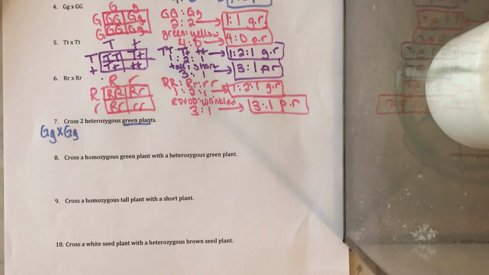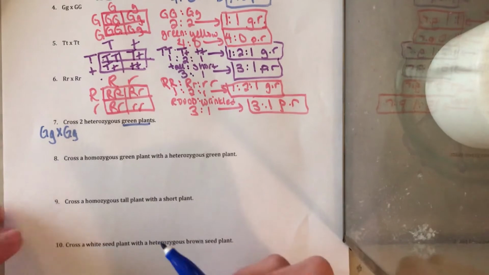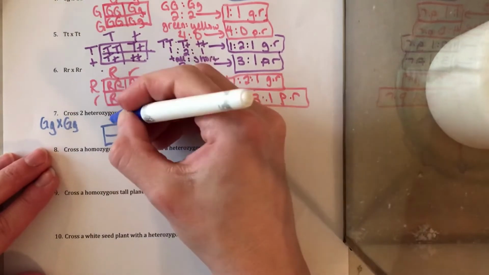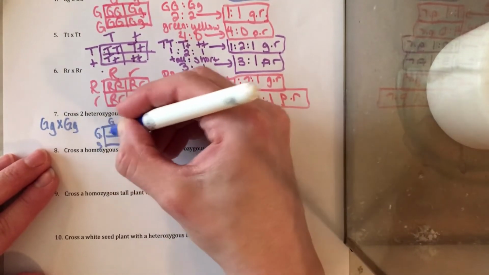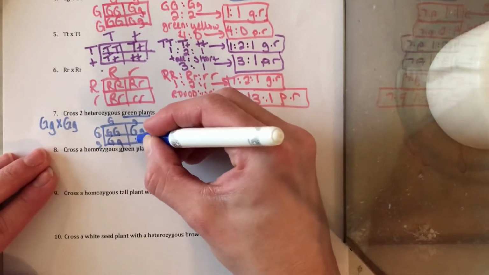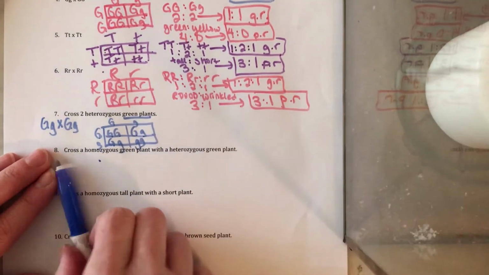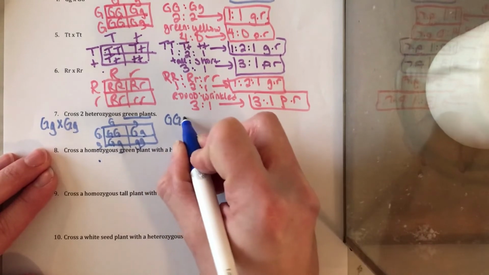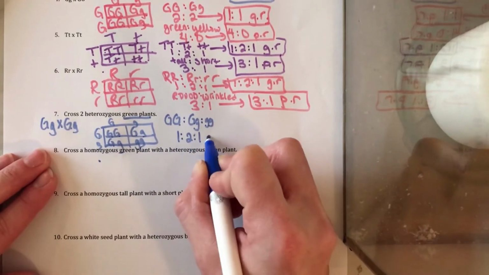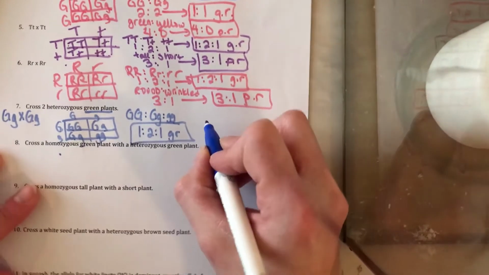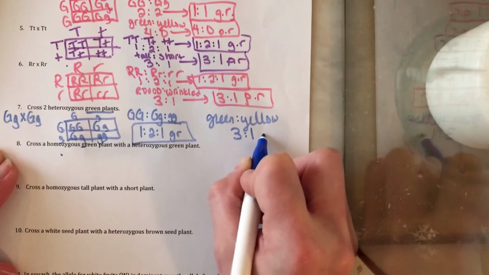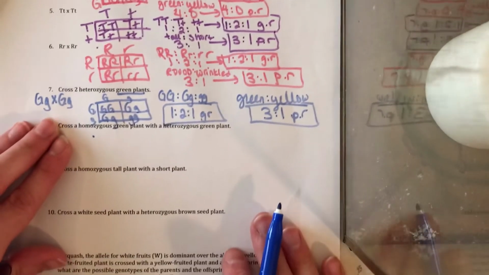And then as you see, the rest is the same as what we've been doing. Nevertheless, I'll just show it for you anyway so you can see all the work. And here is capital G, lowercase g. I fill out the Punnett square with my homozygous dominant, the heterozygote, homozygous recessive. And my genotypic ratio is 1 to 2 to 1. And then my phenotypic ratio, which is green to yellow, is 3 to 1. So that's the answer for number 7.